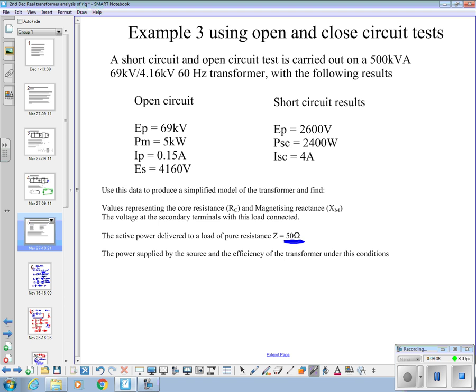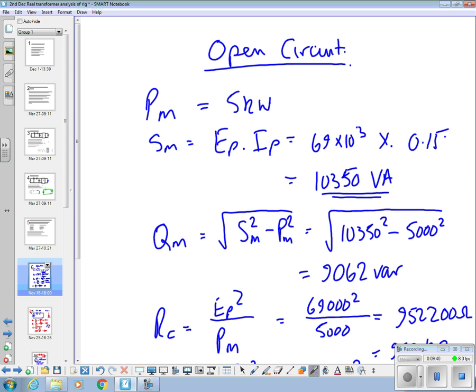Okay, so moving on, the open circuit conditions, we had the measured power from the wattmeter, calculated S from the primary voltage, primary current. We got 10,350 VA. Use that value here to calculate Q, 9,062 var.